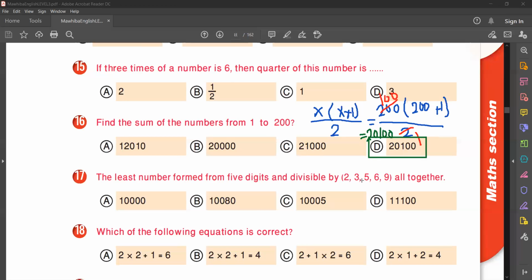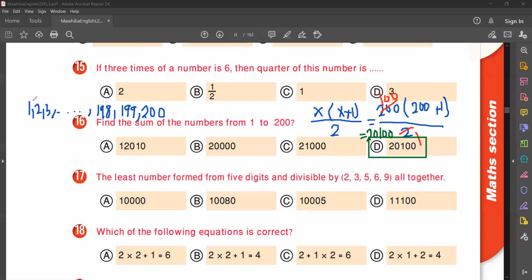Is it only by rules, or do you also have a technique, another way? You can also write it from 1 to 100: 1, 2, 3. If you forget the rules or the formula, you can do it by mind. Here it is 1, 199, 198, and it is also 200.